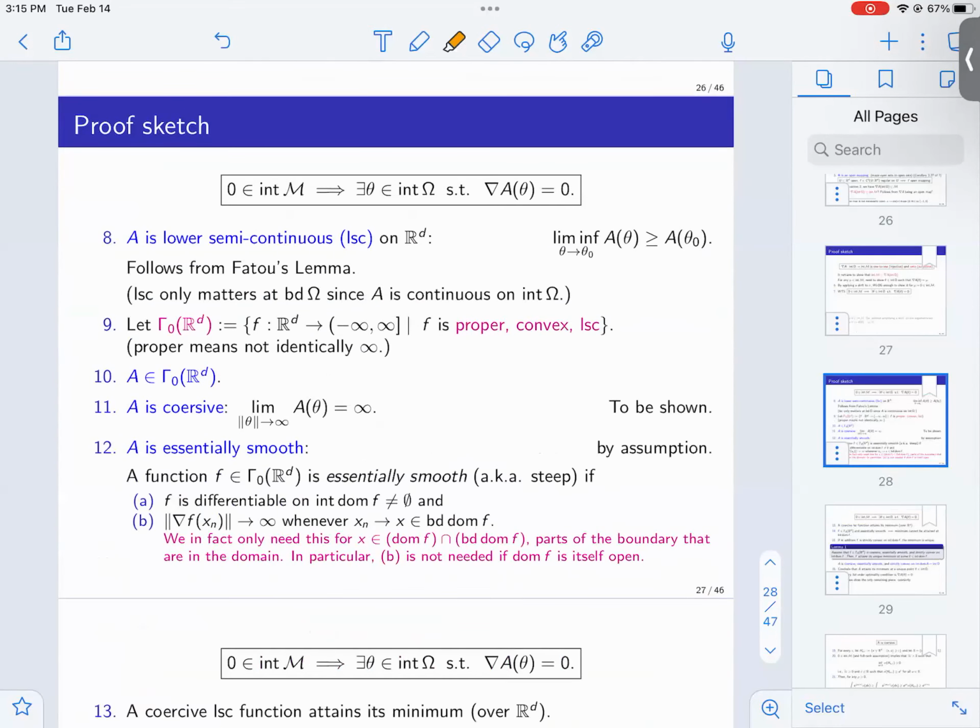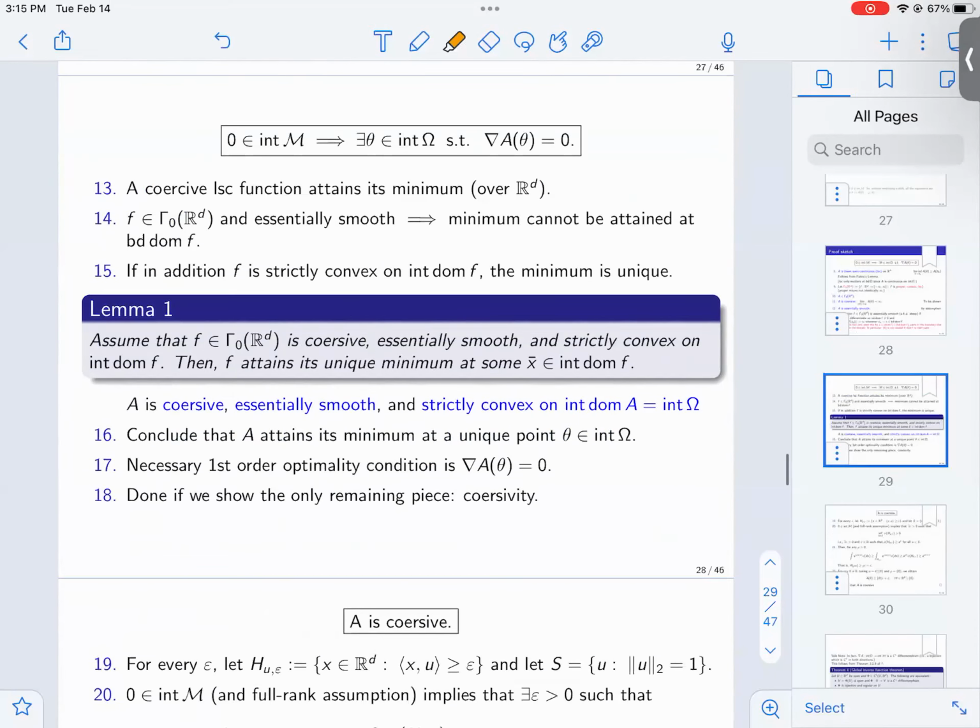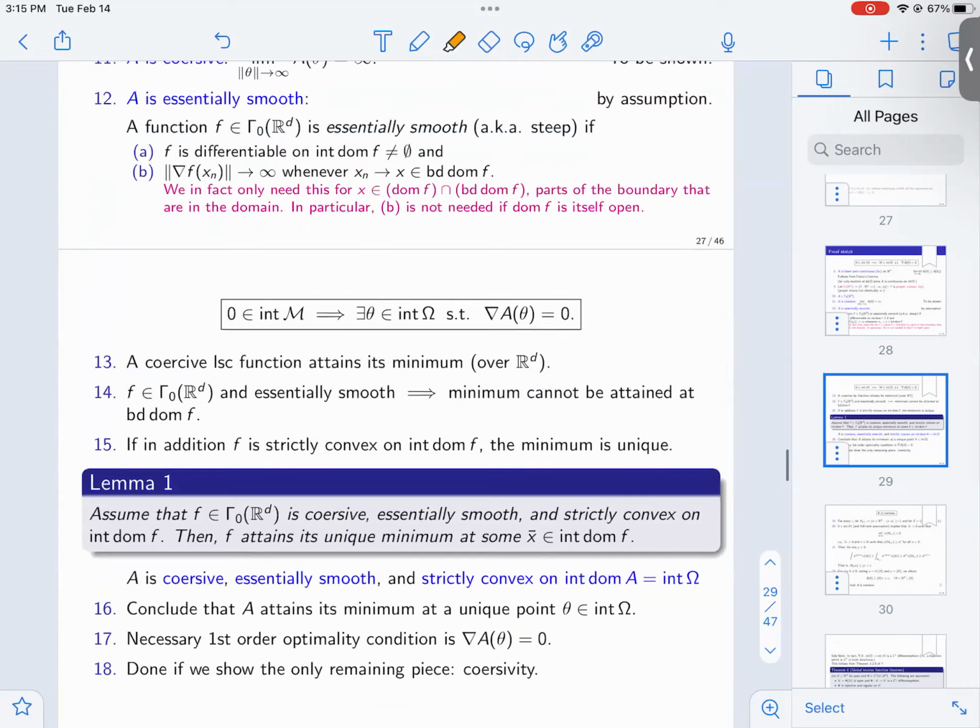And that follows from this kind of argument. A is lower semi-continuous, which we're not going to worry about. And then A is coercive and A is essentially smooth. This result tells you that if a function is coercive and essentially smooth, so strictly convex in the interior of its domain, then it attains a unique minimum at some point in the interior of the domain. This is a purely analysis fact.